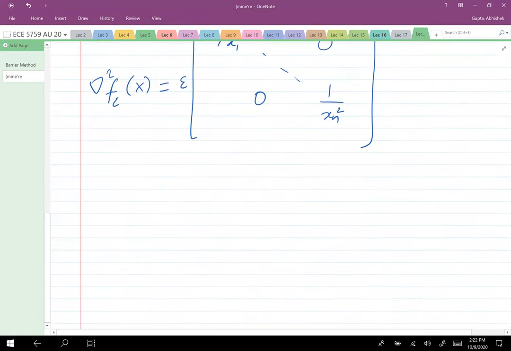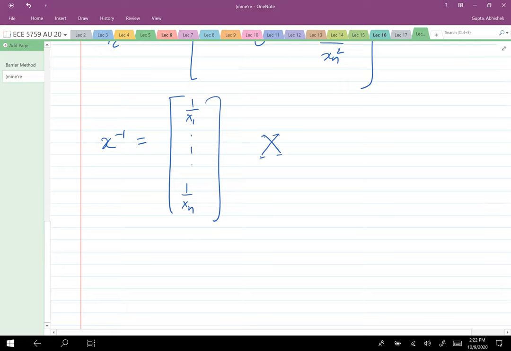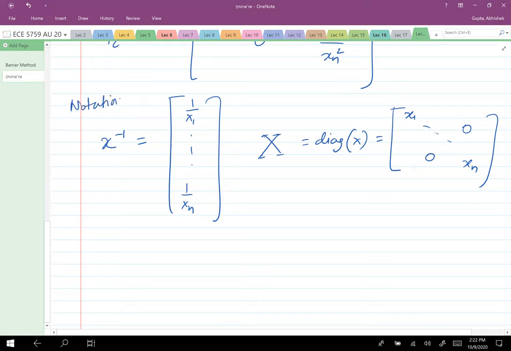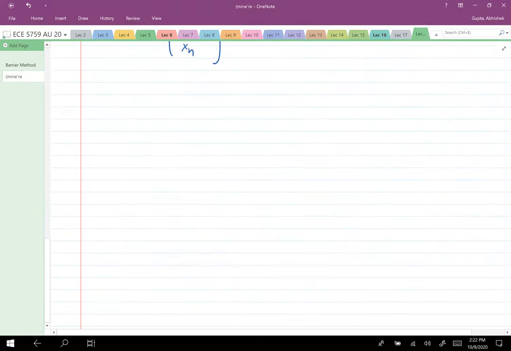Okay, so I'm going to introduce a notation just for this class. I'm going to say X inverse, and that would mean element-wise inverse. And I'm going to define this matrix X, which is basically diag of small x, which is x1 to xn. Okay. This is the notation I'm going to use in this class. So with that, let me set up Newton's method now.